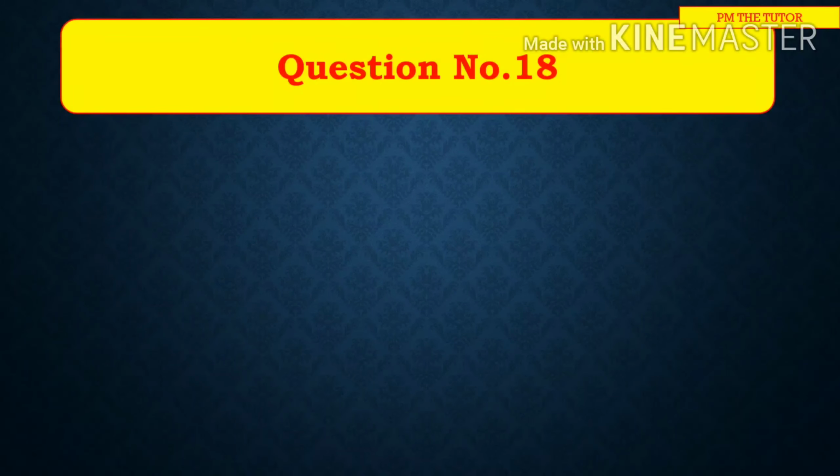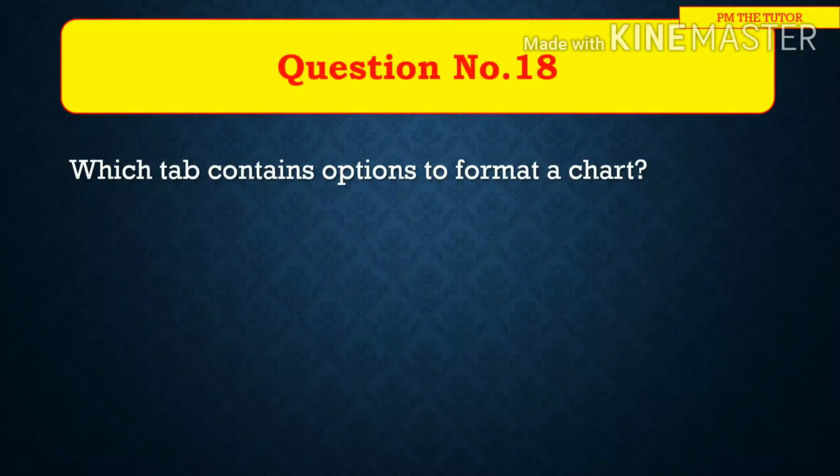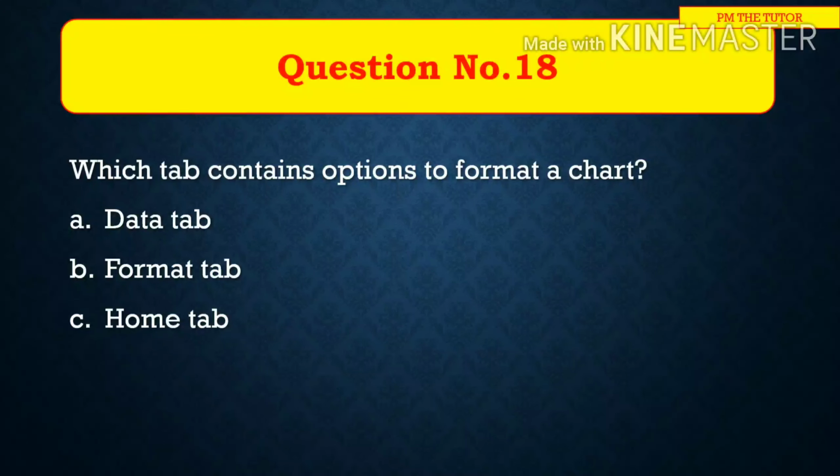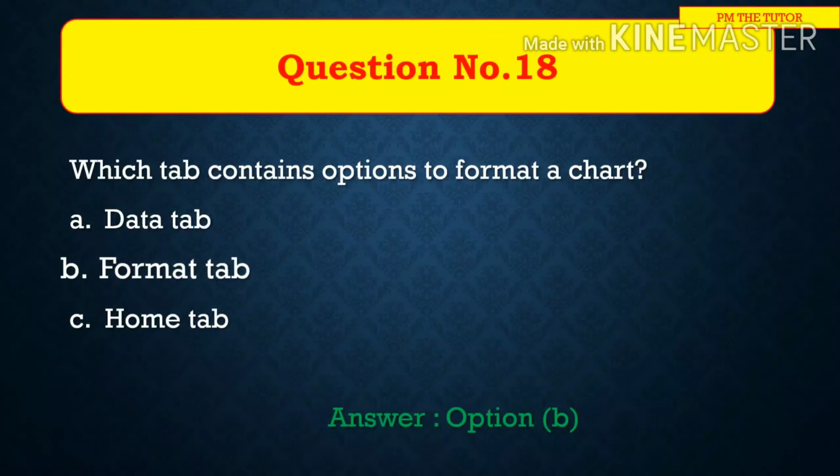Next question, question number 18. Which tab contains options to format a chart? Options are Data tab, Format tab or Home tab. Right option is option B, that is Format tab.